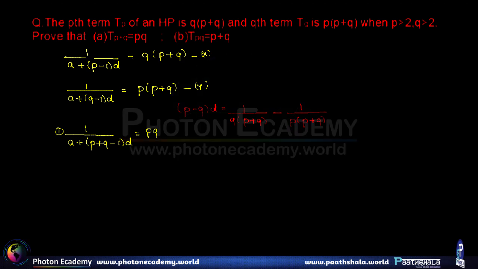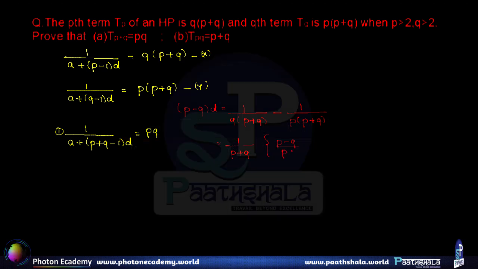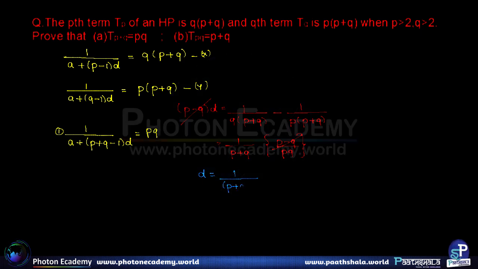So P plus Q is common, and inside we have 1 upon Q minus 1 upon P. Let's write it as P minus Q upon PQ. Now P minus Q and P minus Q will cancel each other out, and finally we get D is equal to 1 upon P plus Q into PQ.